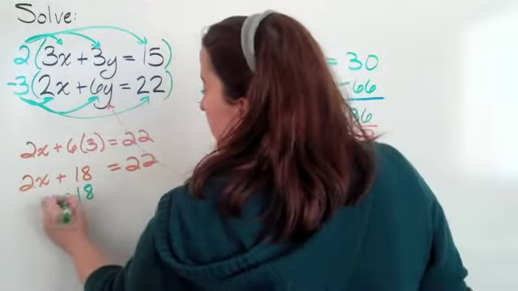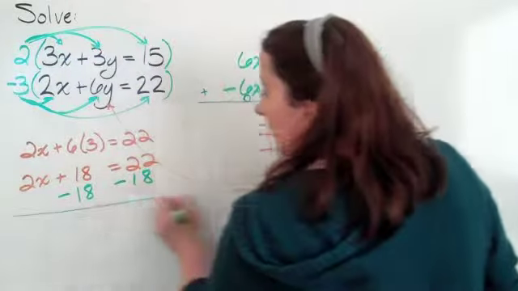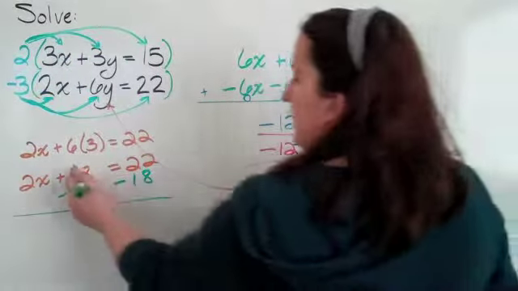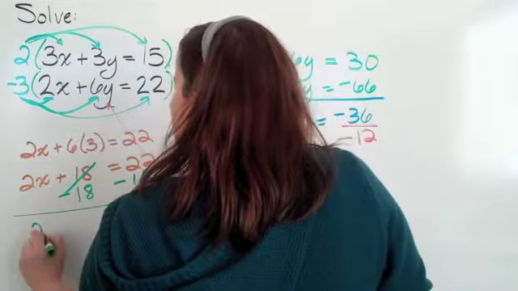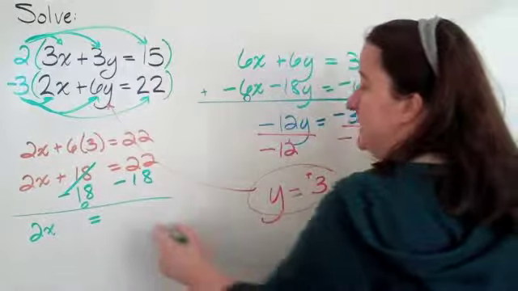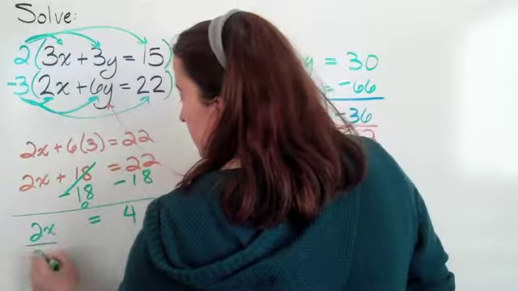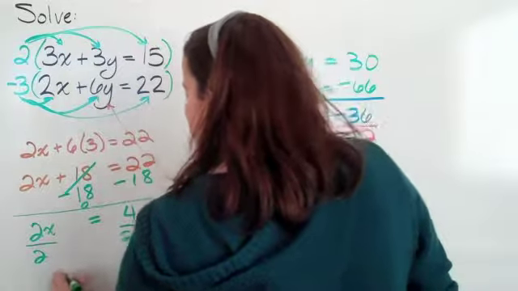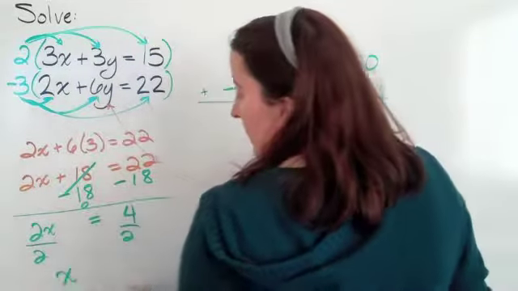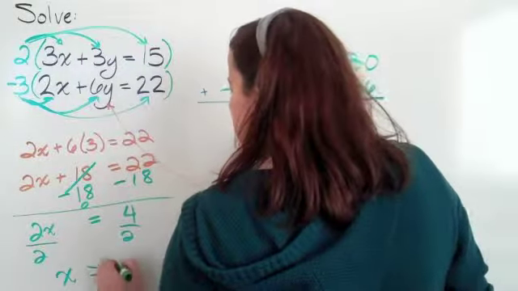Instead of a positive, I want it to be the opposite. So minus 18 on this side. Whatever I do to one side, I always have to do the same on the other side. So now I have 2x equals 22 minus 18 is 4. Divide by the coefficient, so 2, divide by 2, and you get x, because 2 divided by 2 is just 1x, equals 4 divided by 2 is 2.